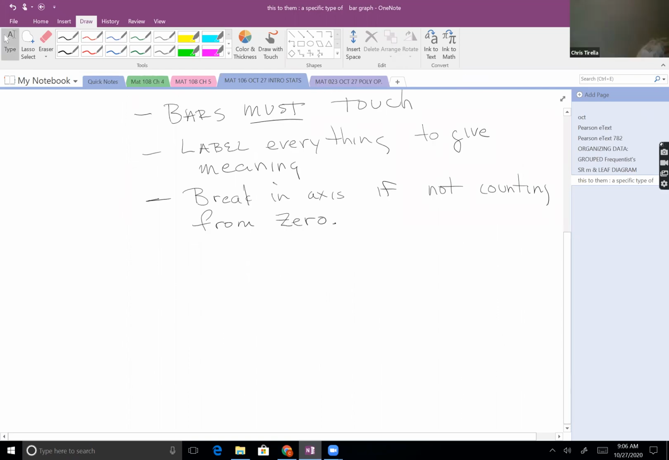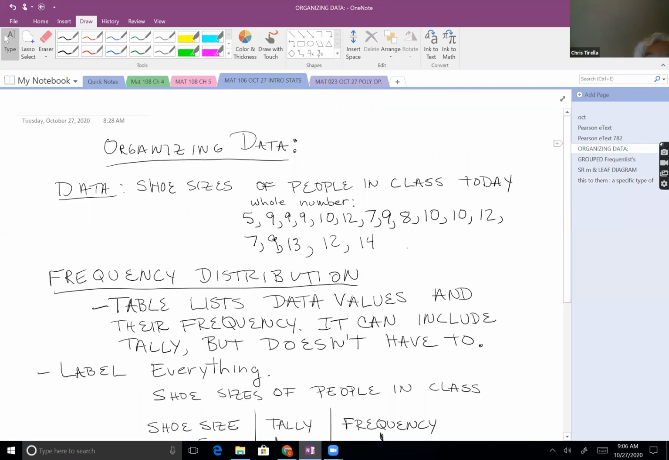So I'm going to get cocky here and see if I can go back and copy our shoe sizes.